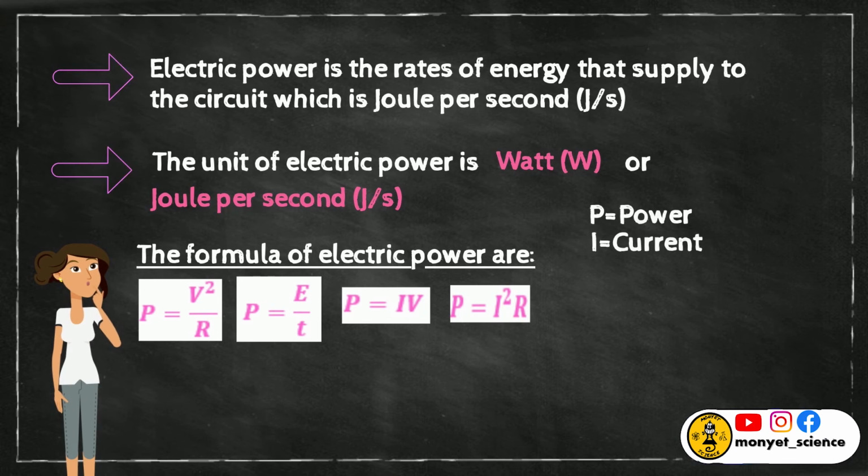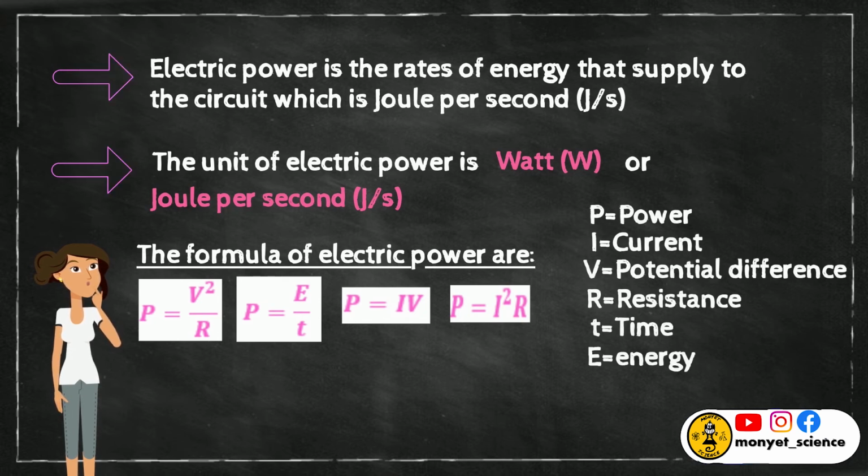The formulas for electrical power are P is equal to V squared over R, P is equal to E over T, P is equal to IV, or P is equal to I squared R. The meaning of each variable is listed on the right side of the board.